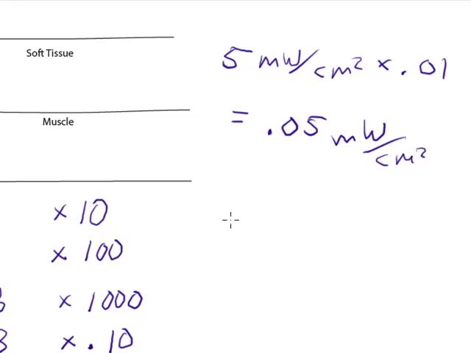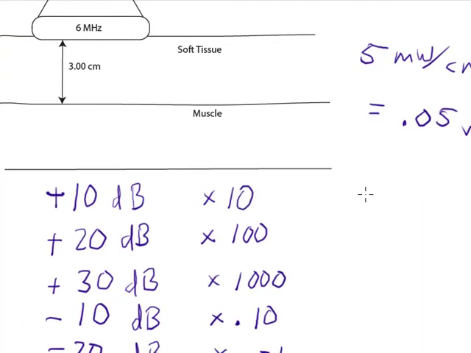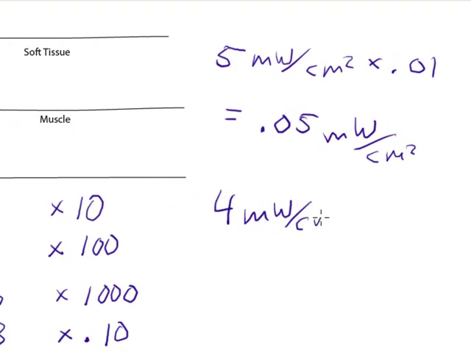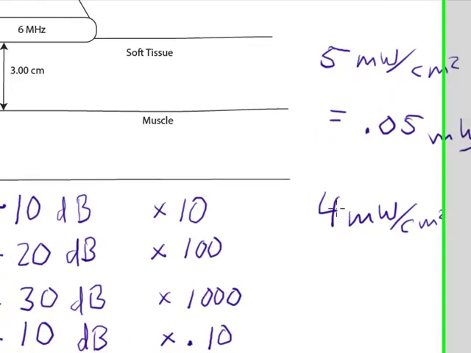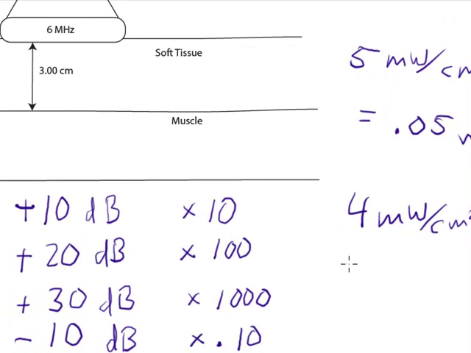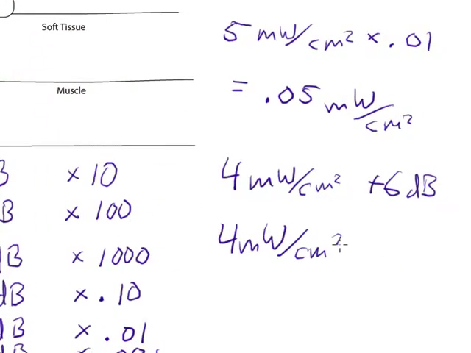Let's say I have a signal of 4 milliwatts per square centimeter, and I have an amplification of 6 decibels. Amplify that by 6 decibels. That's going to be the same as multiplying by 4, so it's doubling it twice. Every 3 decibels doubles it, and so that's the same as multiplying by 4, and so that's equal to 16 milliwatts per square centimeter.